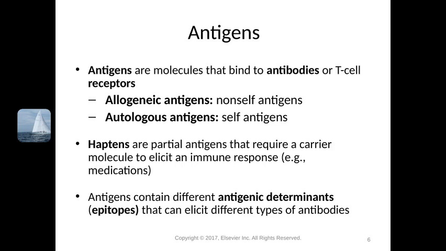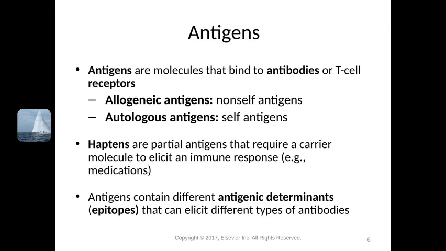So what happens is you're exposed to the oil on the leaves. It binds to a protein within your skin, and you absorb it. That protein on the skin acts as a carrier molecule for that oil, which is actually a hapten, and then an immune response is elicited. But once the immune response occurs, we don't need that carrier molecule anymore. That's why you see faster and more exacerbated reactions as you get exposed to the poison ivy afterwards.